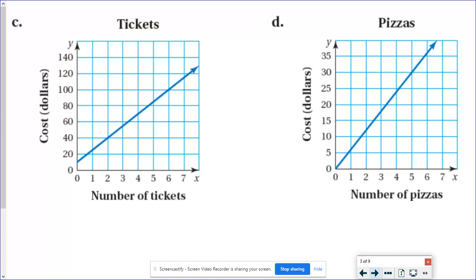So taking a look at two other graphs, one of these is proportional and one of them is not. I hope that you can look at these two and determine which one is which. So in this one, graph C, this is no, because of that right there. It does not go through the origin. And D is a yes, because it does go right through the origin.